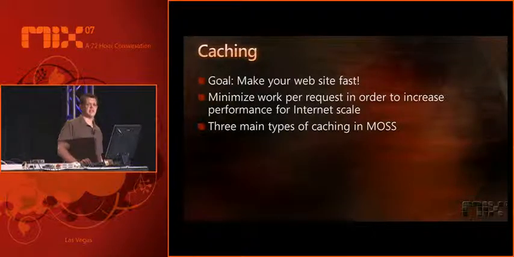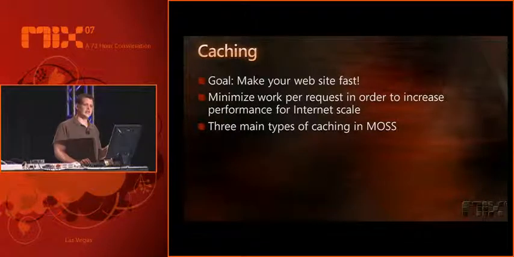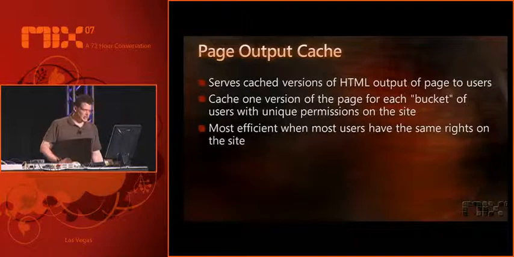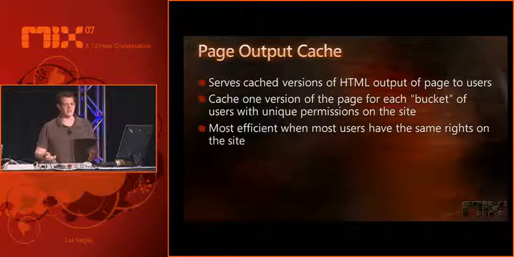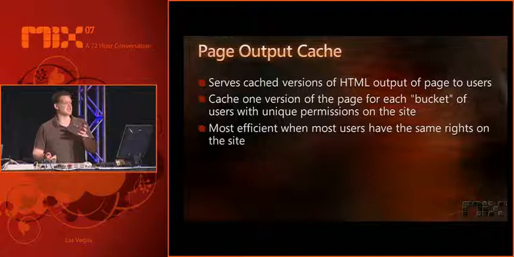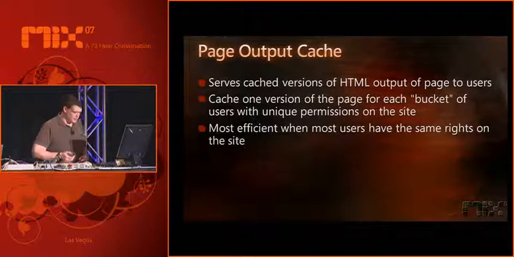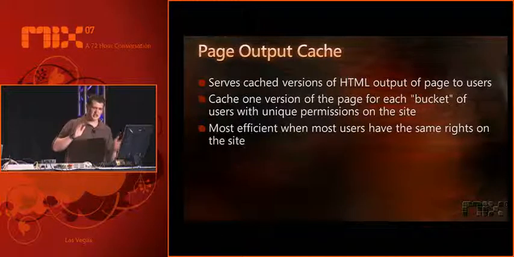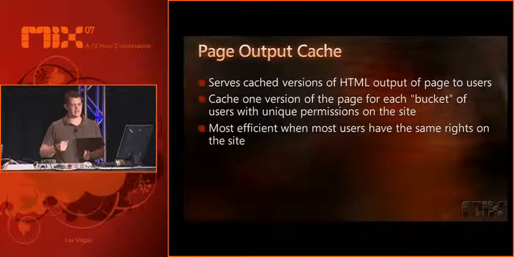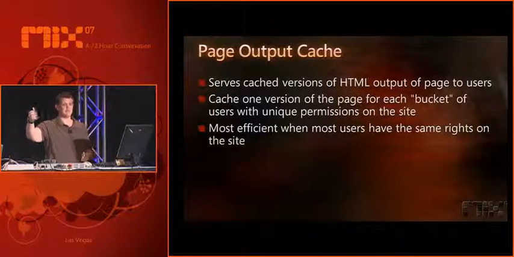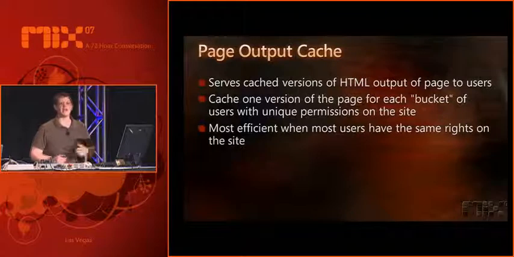There are 3 core kinds of caching in MOS. We're going to talk about 2 of them that are most interesting to the internet scenarios. First of all, we have the page output cache. If you're familiar with ASP.NET, this may not be new to you. As you're aware, when someone requests a web page from an ASP.NET website, there's a server on the back end doing some work. It's figuring out what HTML should be rendered and sent back to the user's browser.